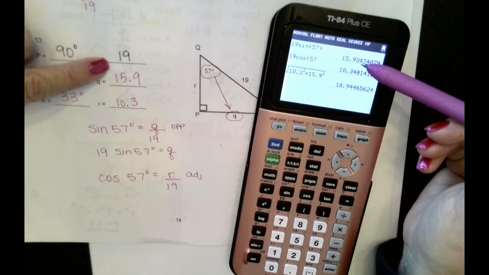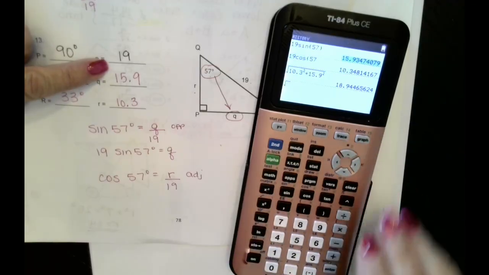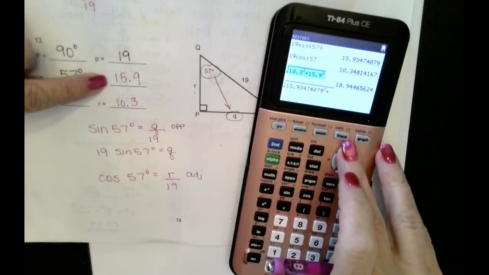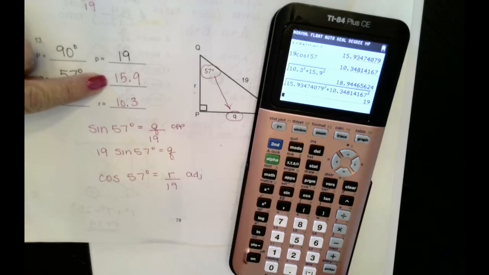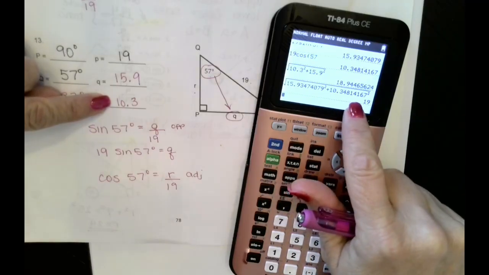If I wanted to make it exact, I could take the square root of my 15.9 value squared plus my 10 value squared, and this gives me 19 exactly. So don't worry if your values are off just a tiny bit because of rounding. That's okay. There's no way we're going to write these great big long numbers in here.